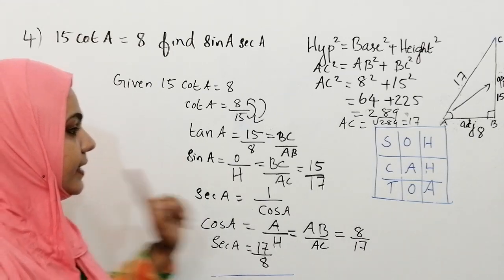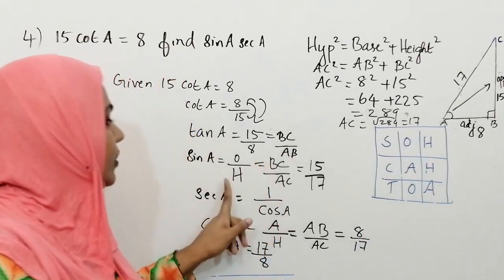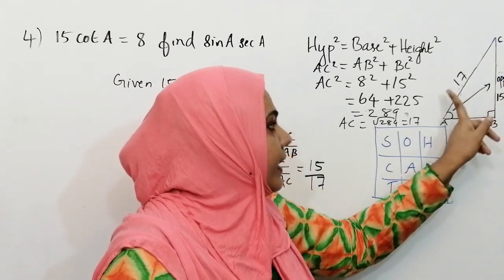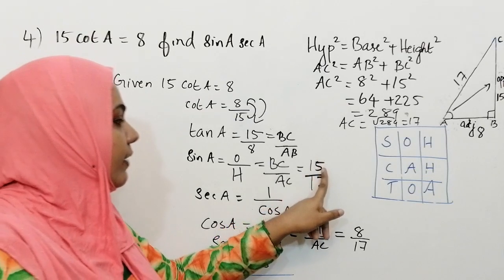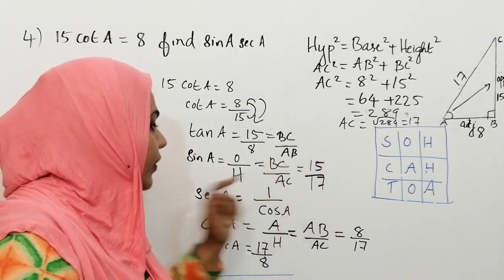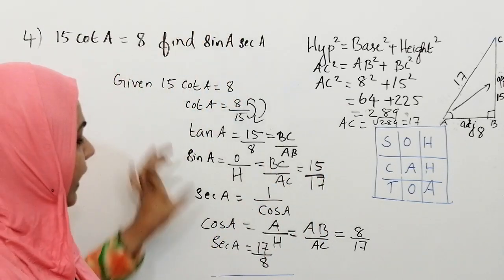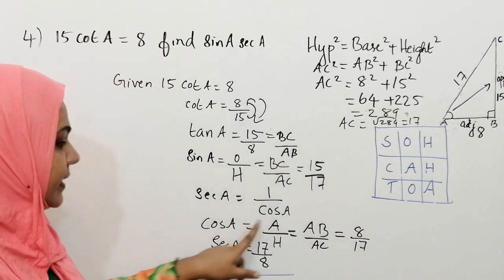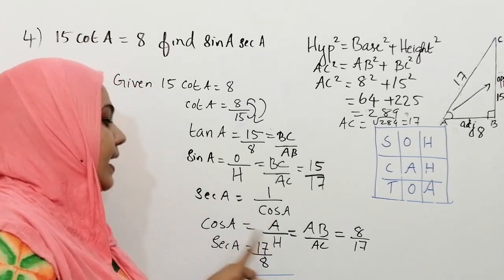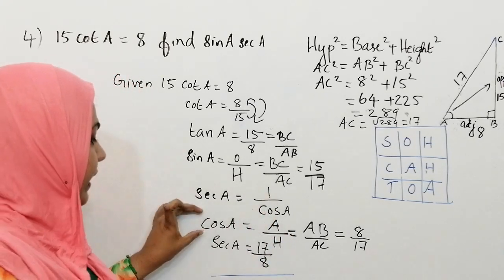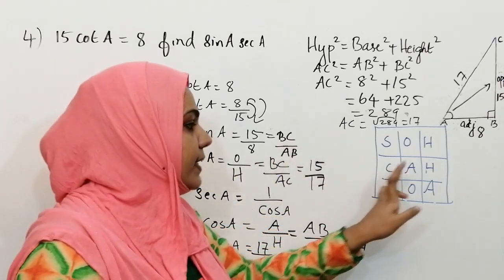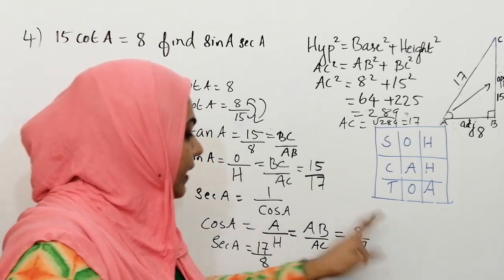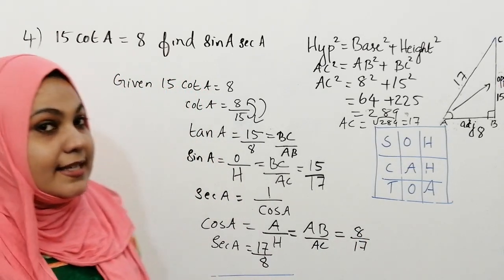You know that sin A is opposite to hypotenuse. According to this reference angle, BC is the opposite, AC is the hypotenuse. So we got the value 15 for BC and 17 for AC. And next we have to find sec A. You know that the reciprocal of cos A is sec A. Cos A is adjacent to hypotenuse. So sec A is hypotenuse to adjacent. So first we can find cos A using this trick. Cos means adjacent to hypotenuse. So we found the value 8 by 17. When we take the reverse of 8 by 17, we get sec A.